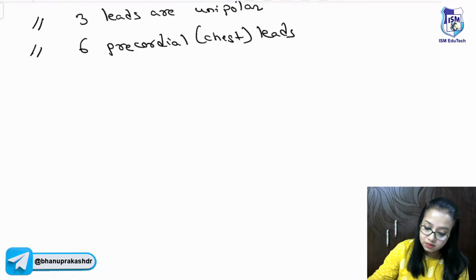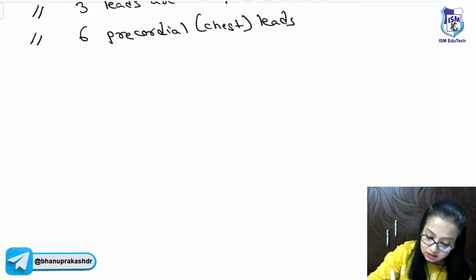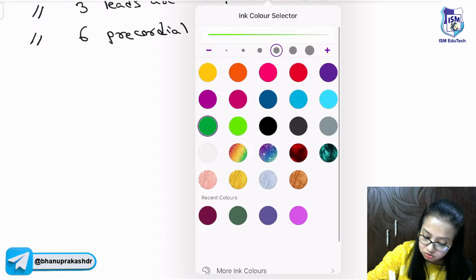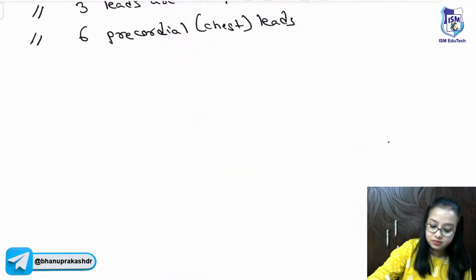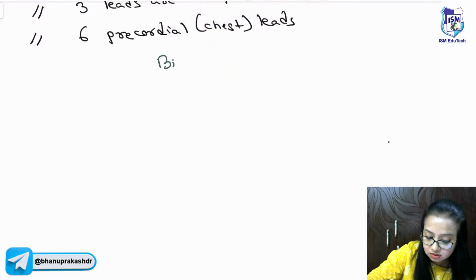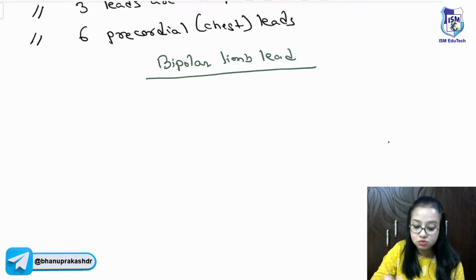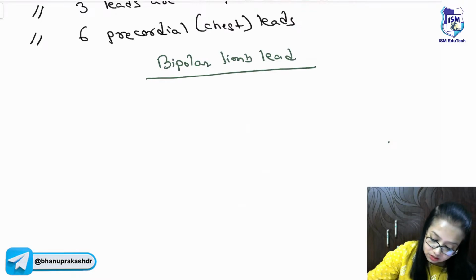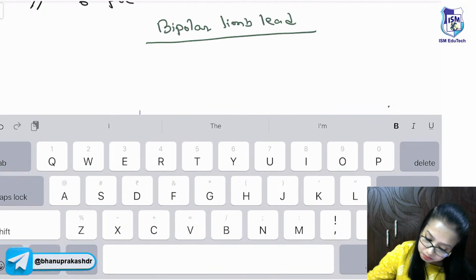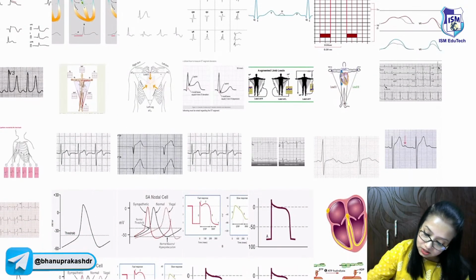Now, going through each and every lead one by one. To start with, we go with the bipolar limb leads. We know these are 3 in number. Looking at the picture of the bipolar limb leads.